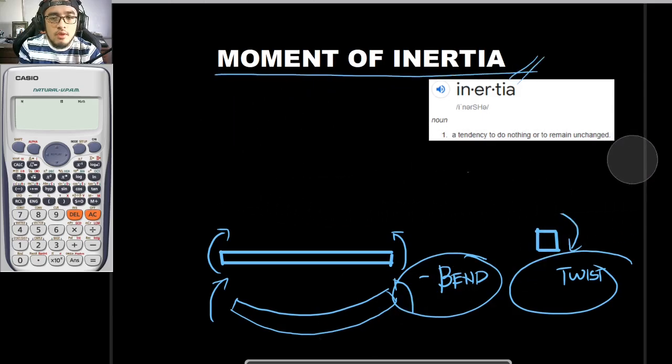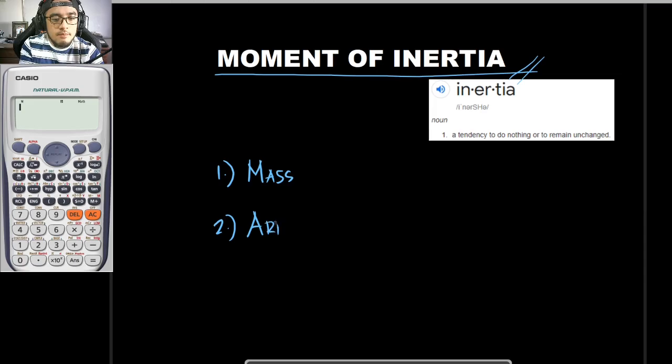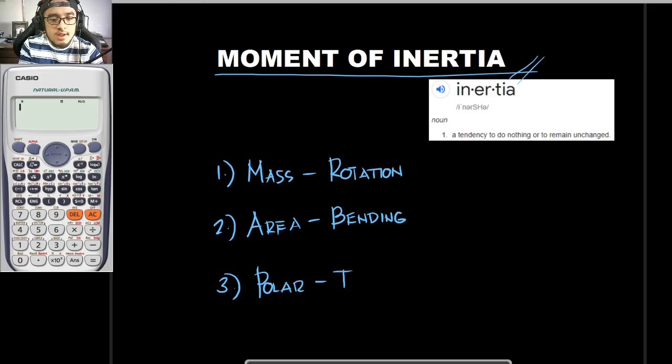So what do we call those moments of inertia that I have defined earlier? Basically, moment of inertia has three major types. The first type is what we would be calling mass moment of inertia. The second one is the area moment of inertia. And the third one is the polar moment of inertia. Your mass moment of inertia is the resistance to rotation. Area moment of inertia is the resistance to bending. And the polar moment of inertia is the resistance to twisting.